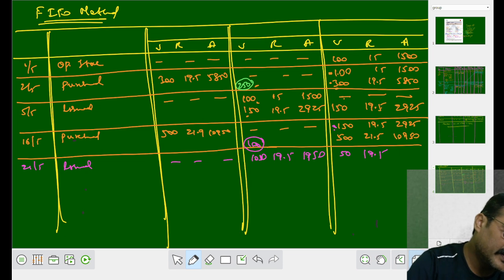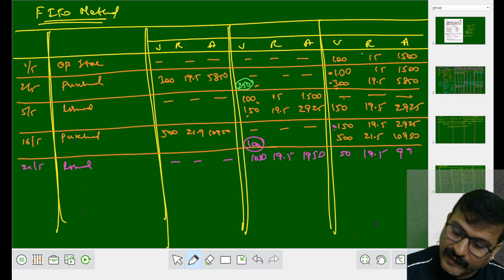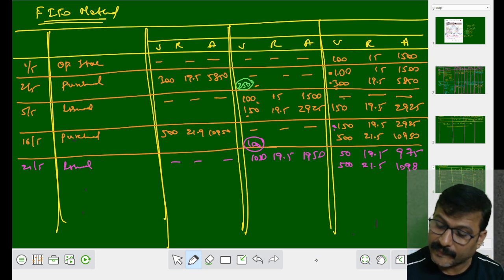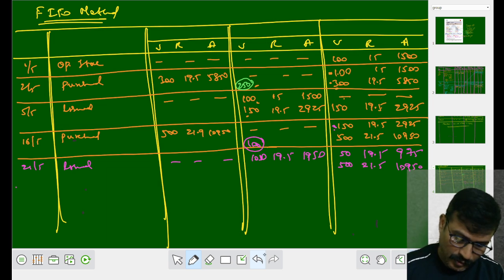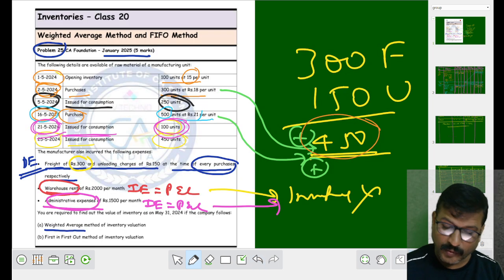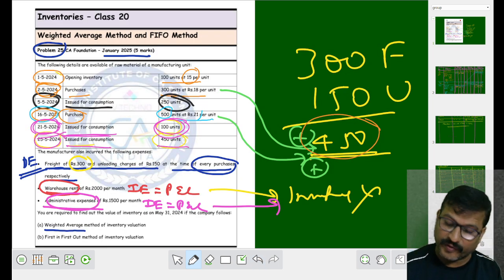Use a calculator and work out 50 into 19.5, which is 975. Same 500, 21.5, 10,950. Okay, on 21st. What happened in the last one? Again on 25th, there was an issue of 450.